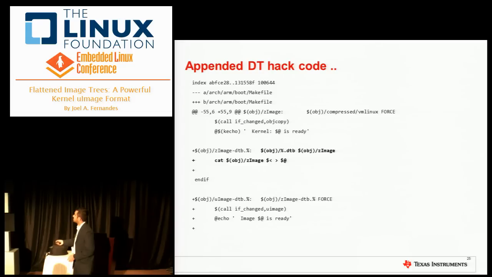This is what the code looks like. You basically cat the zImage with the device tree, and you output a new image. So it's very simple. You just slap both of them together, and that's what it looks like.